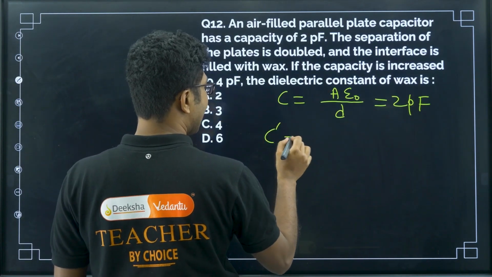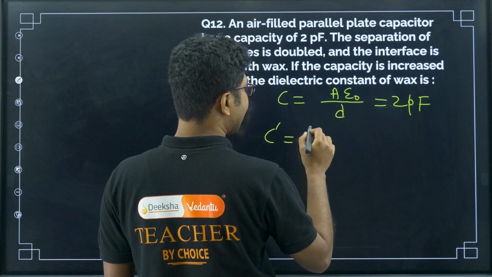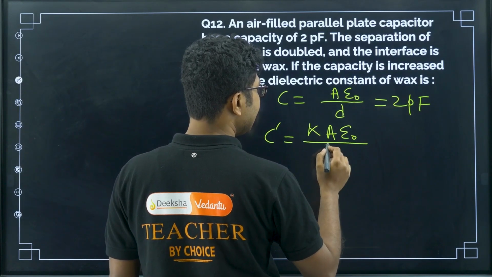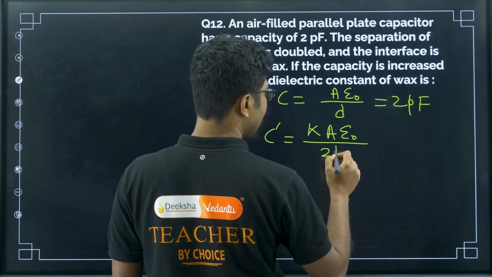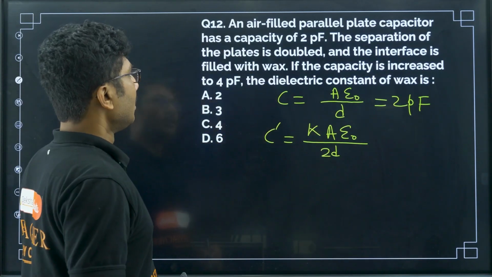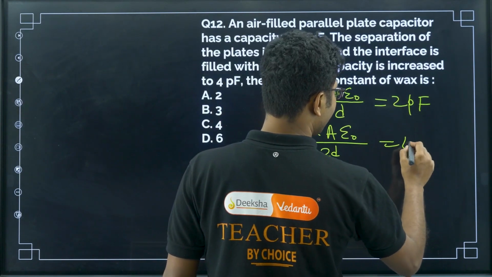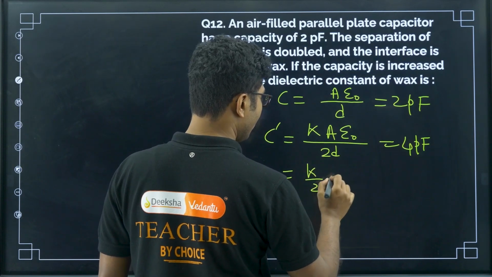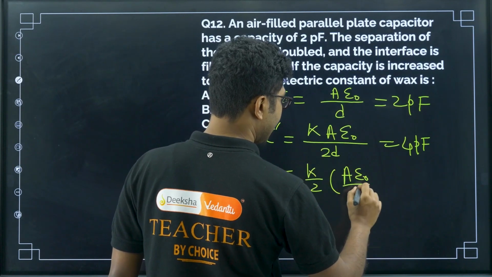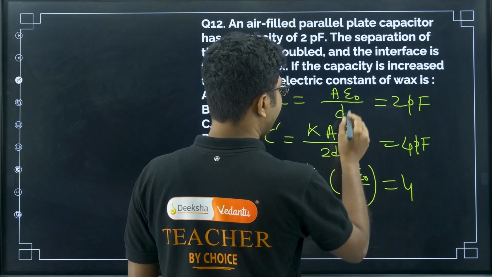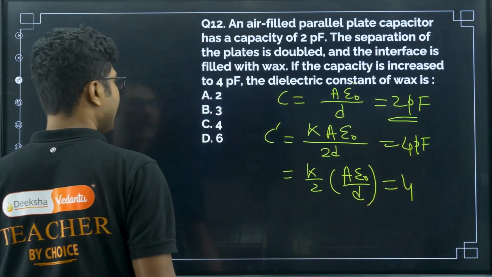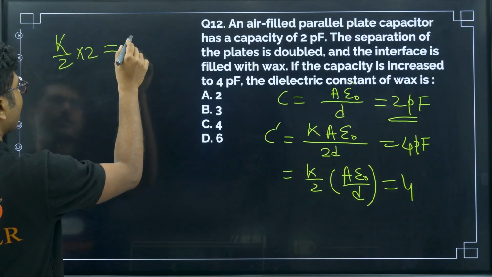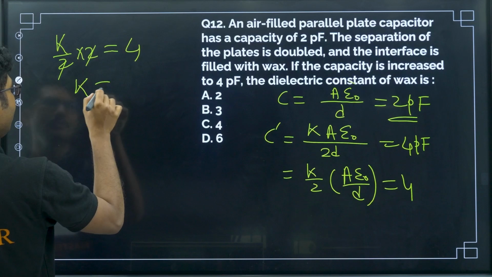Next, C dash is, it is filled with the dielectric constant, say K. K, A remains constant, epsilon also constant. D is doubled, right? So D is doubled. Now this capacitance is 4 picofarad. Now let's simplify this: K by 2 times A epsilon naught by D equals 4. Now A epsilon naught by D is 2, right? So we just need to write K by 2 times 2 equals 4. 2 cancels, so K equals 4.